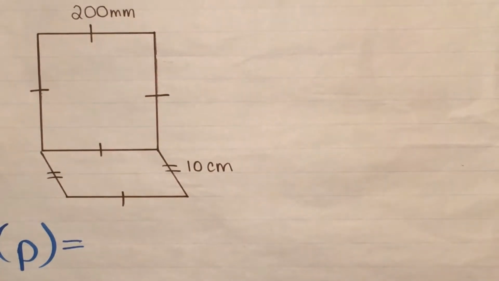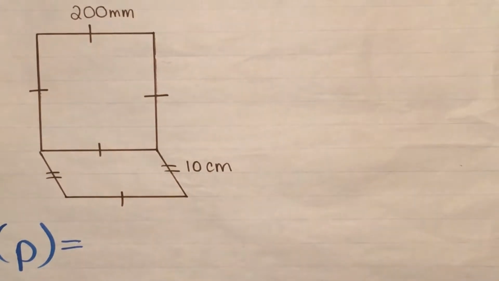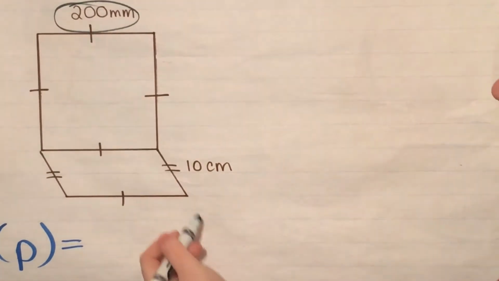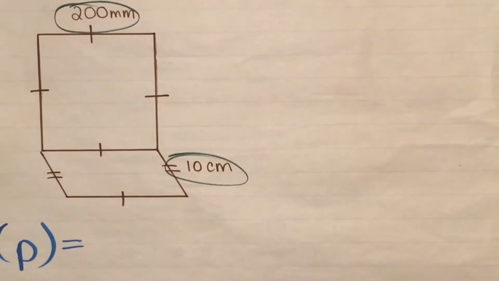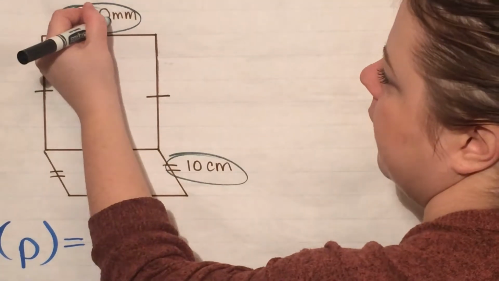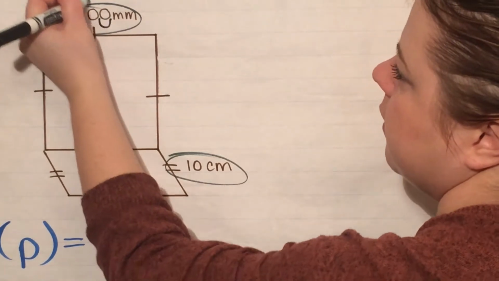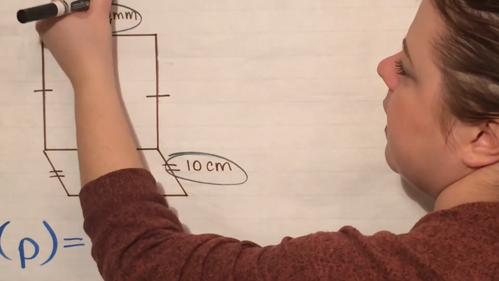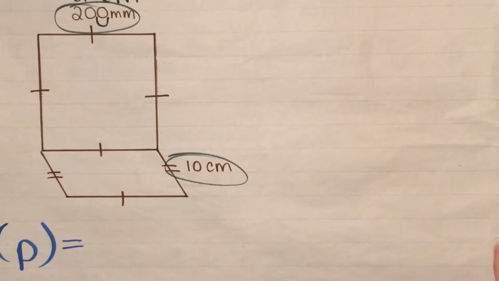I have my final shape here, which is a little tricky. So when I go around the shape, I know that this is 200 millimeters and this is 10 centimeters. There's nothing telling me if I need to calculate it in millimeters or centimeters, but because I like to calculate with smaller numbers, so like 20s and 30s and 40s are easier than 200s and 300s, I just find there's too many zeros. What I'm going to do is change this one from millimeters to centimeters, and it ends up being 20 centimeters.